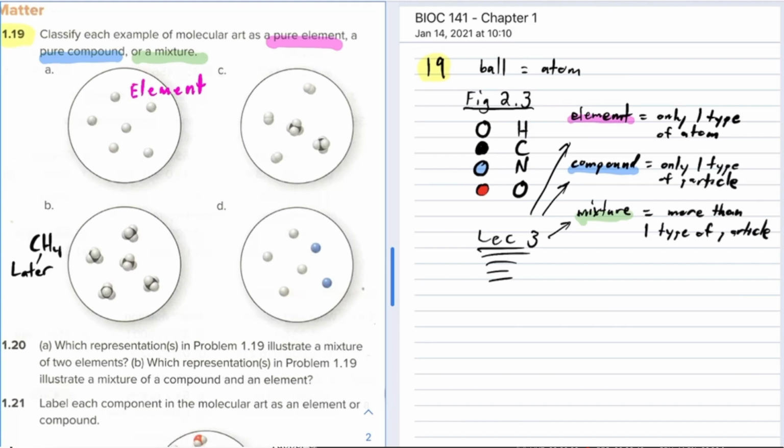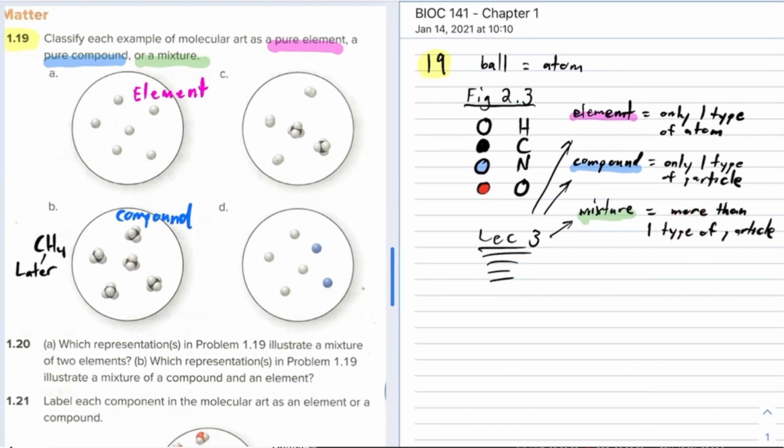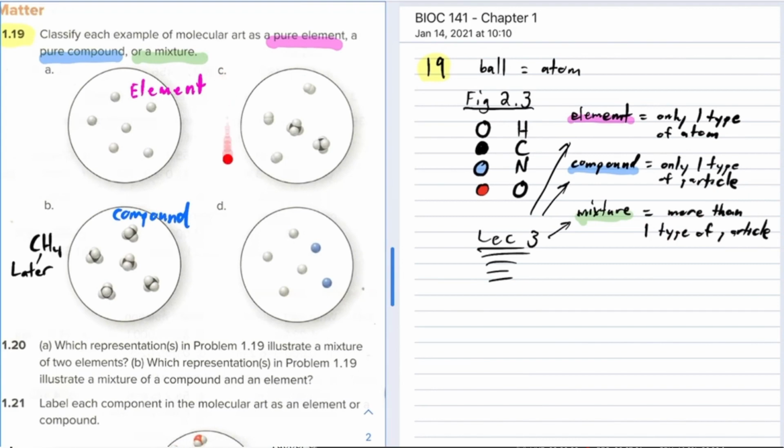Okay, but this is a compound. Because again, it's not an element. You got hydrogen atoms and carbon atoms in there, but they're all the same type of particle. A mixture is what you have when you have more than one type of particle. And that's the situation for D and C.